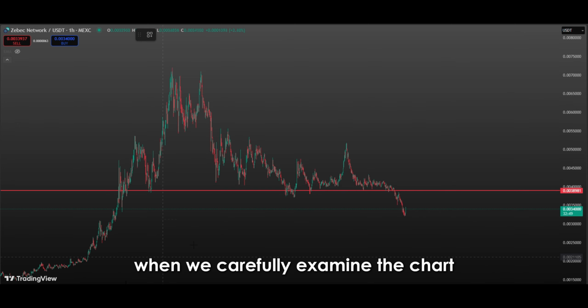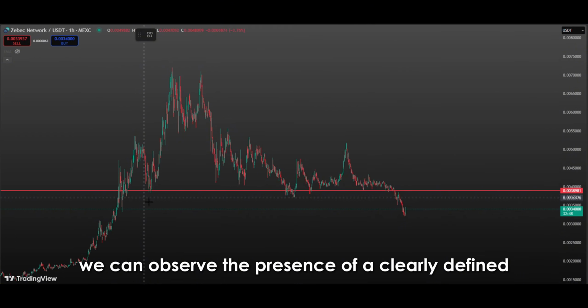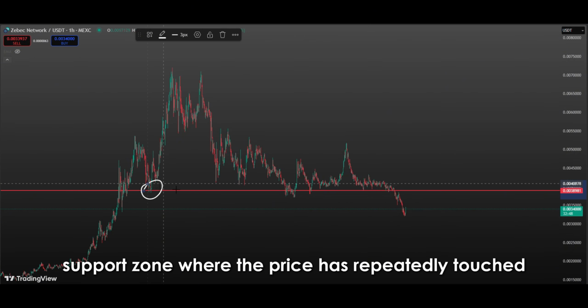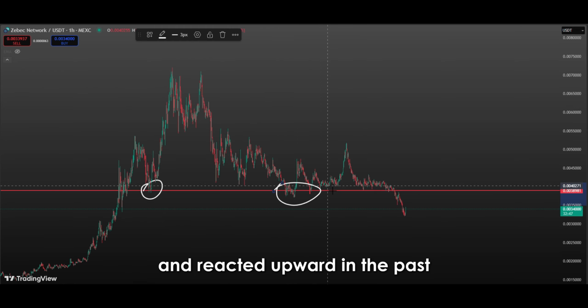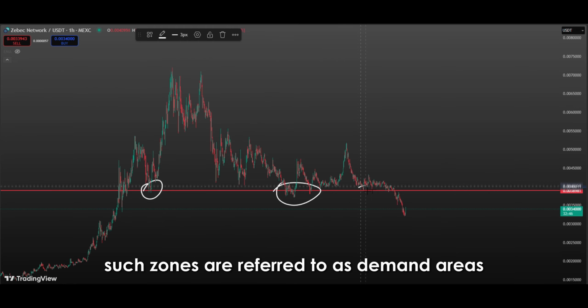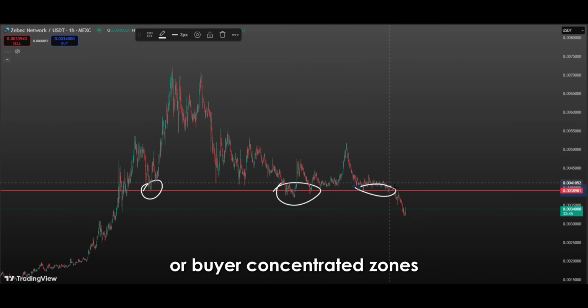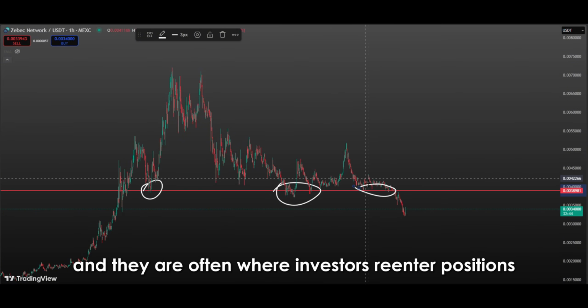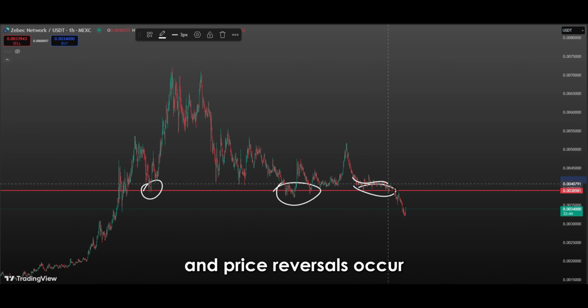When we carefully examine the chart, we can observe the presence of a clearly defined support zone where the price has repeatedly touched and reacted upward in the past. In technical analysis, such zones are referred to as demand areas or buyer-concentrated zones, and they are often where investors re-enter positions and price reversals occur.